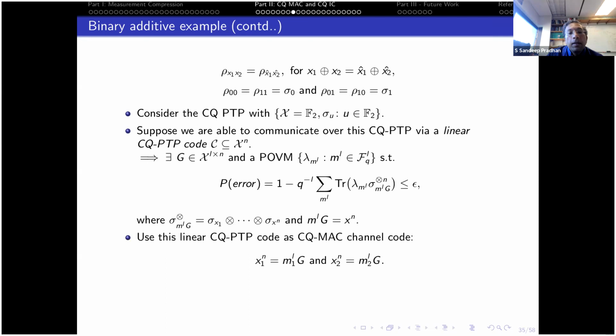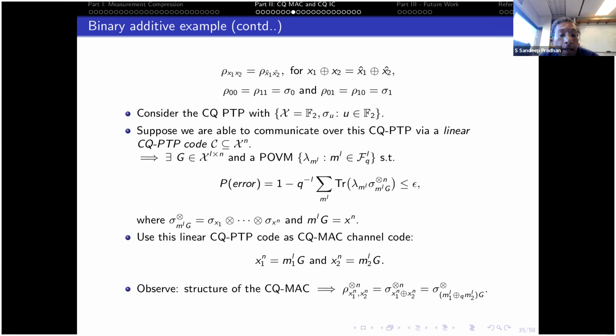Okay, and now everything works out nicely because the channel does computation. Alice and Kali will be sending this x1n and x2n, which is coming out of a linear code. G is the generator matrix of the linear code, and the addition nicely happens, and the induced input distribution would be uniform. And if they are okay with that, everything would be okay.